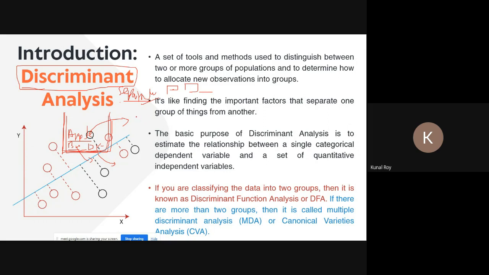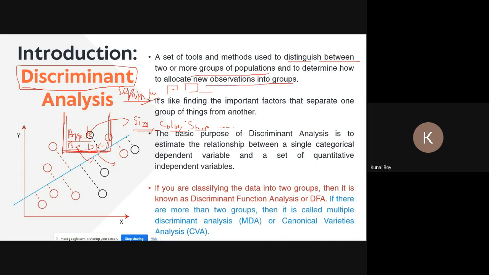We can say that it can have a size. In terms of size, we can separate the fruits. In terms of color, we can separate these fruits. And in terms of shape, we can separate the fruit, and a lot of other things. So this separation of data based on the classes or based on the group of populations is known as discriminant analysis. That's why the first point is written as distinguishing between two or more groups of population and determining how we can allocate new observations into the groups.